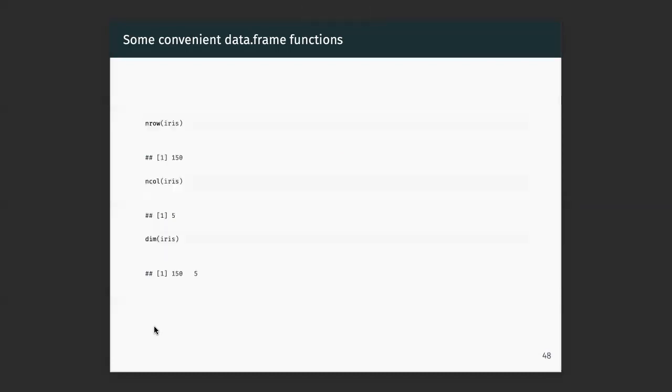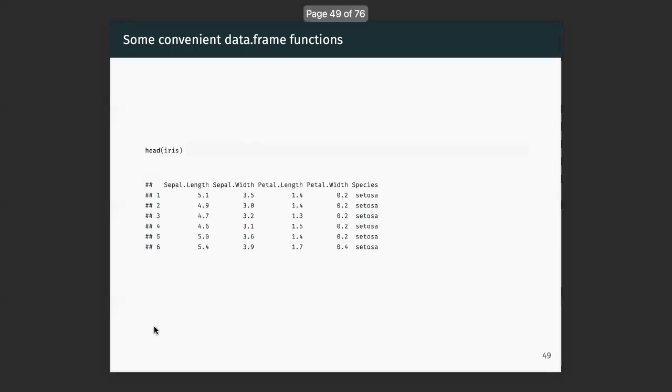nrow is another one that's very useful. How many rows are in the data frame? ncol, how many columns are in the data frame? So that's number of rows, number of columns. dim stands for dimensions, if we want to get rows and columns at the same time. Head, we've seen a lot already. Return the first 6 rows.